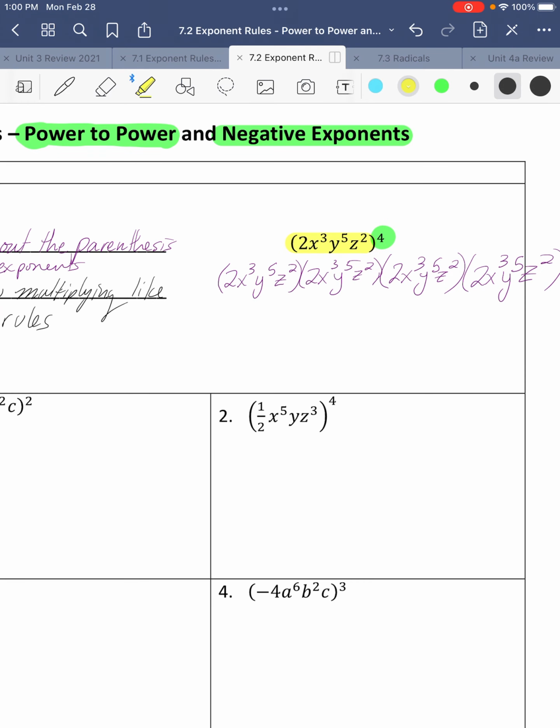First thing we're going to do is look at our coefficients. So our coefficients are 2, 2, 2, and 2. You're going to multiply those all together. 2 times 2 times 2 times 2, and that is 16.